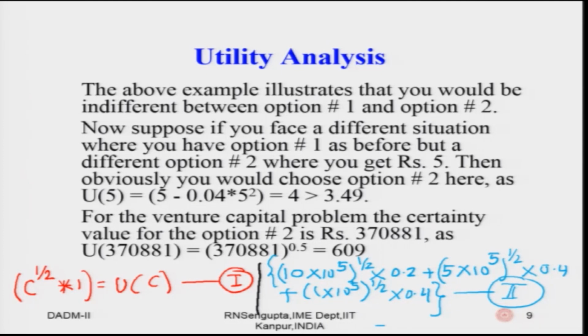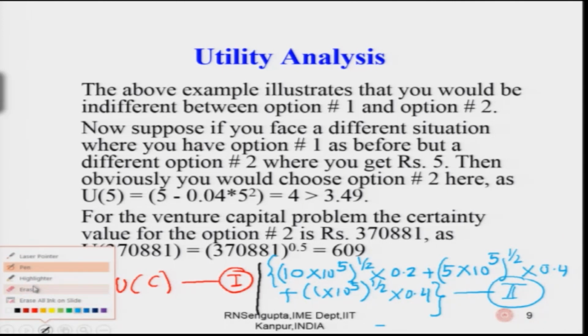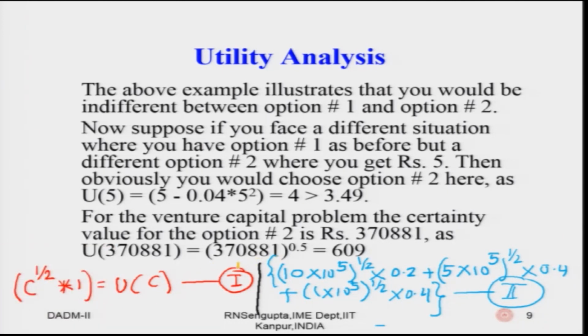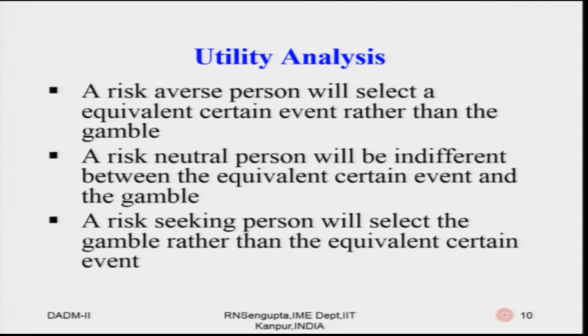For the venture capital problem, the certainty equivalent value of option 2 is 370881 as the value of utility, which is 370881 to the power half, coming out to be about 609. If you see here, this value of C is matching the 609 which you have calculated using equation number 2. So they should match, and then you can find out the certainty value, which comes out to be about 3,70,881.